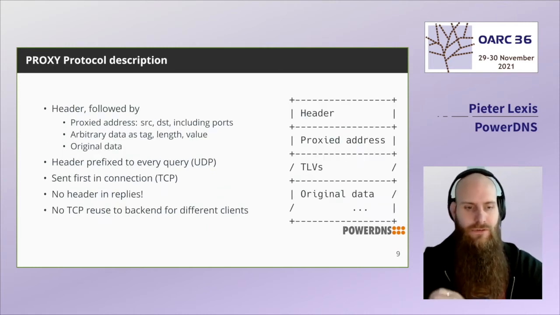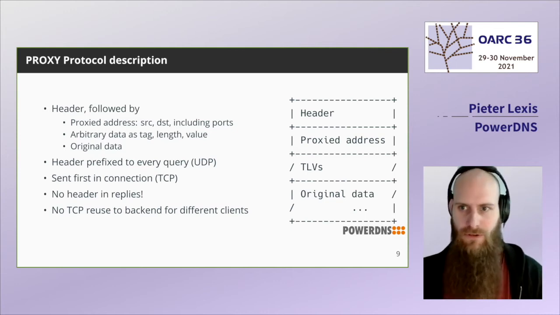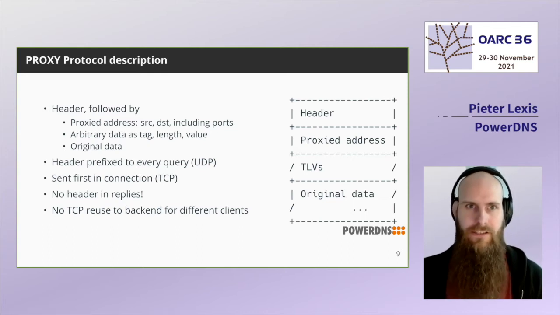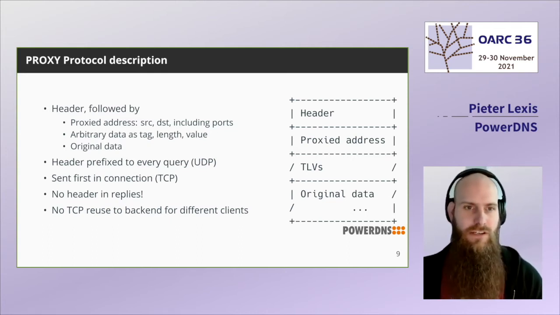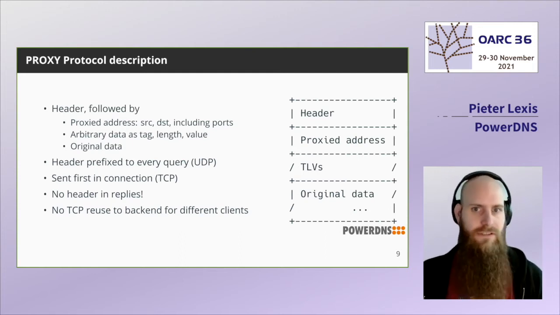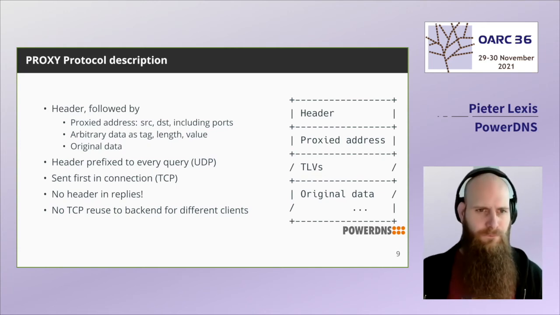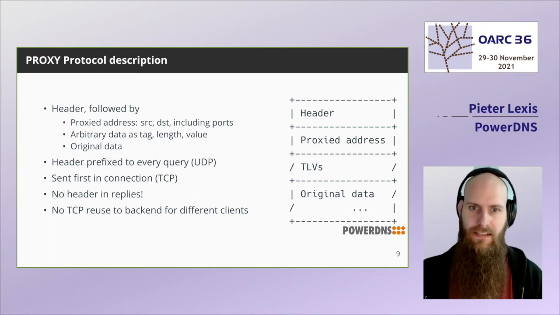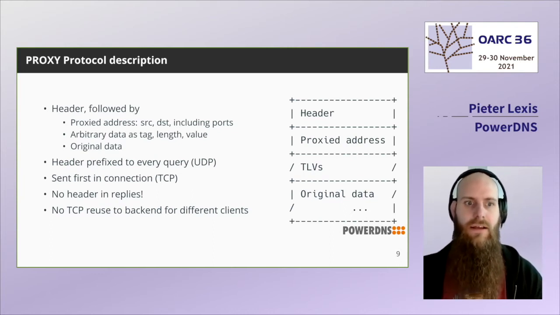I'll now go into some description of the proxy protocol. Like I said, it's relatively simple. There is a header that identifies this traffic as being proxied. It then is followed by the proxied address, the source address, destination address, including all the ports. Then you can set any arbitrary data as tag length value, and then just the original data follows after that.